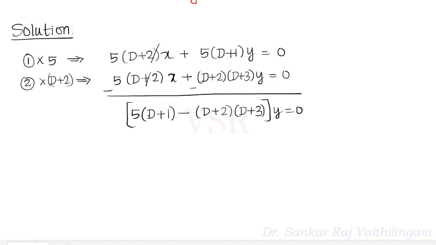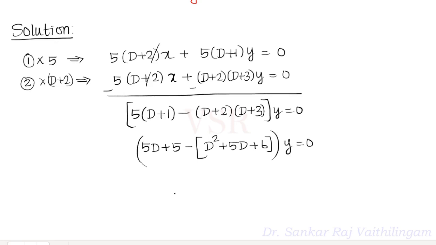Now let us simplify this a little. So that is 5d plus 5 minus, what do we get, this is d square plus 2d plus 3d, so plus 5d. Okay, then 2 times 3 is plus 6. Okay, so the whole thing into y which is equal to 0.